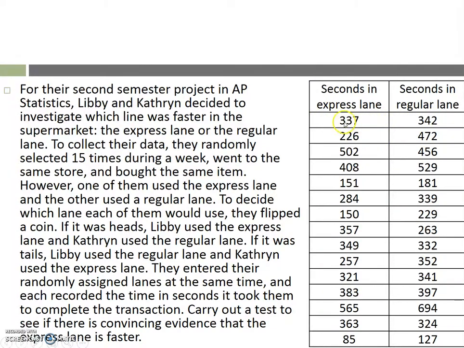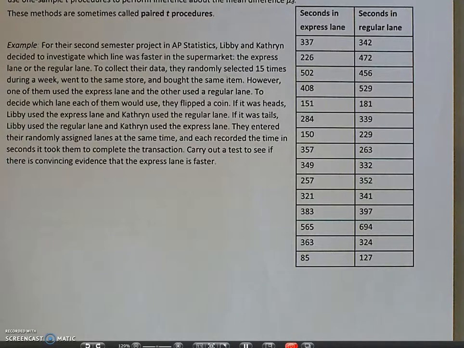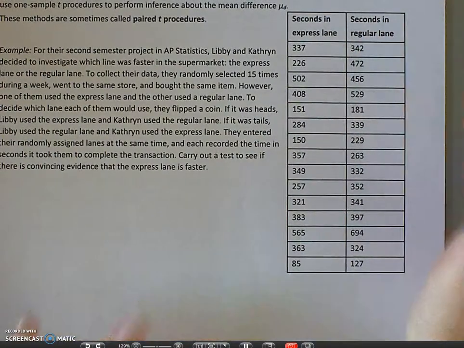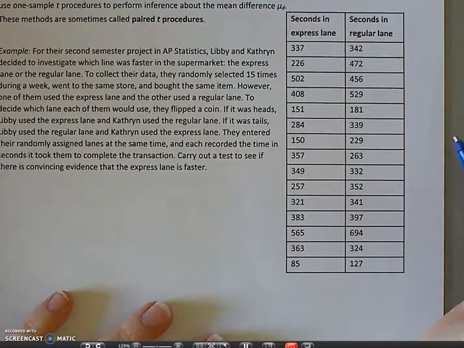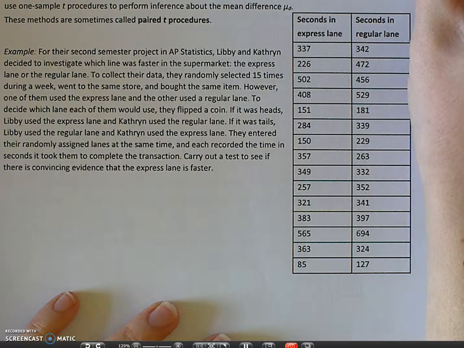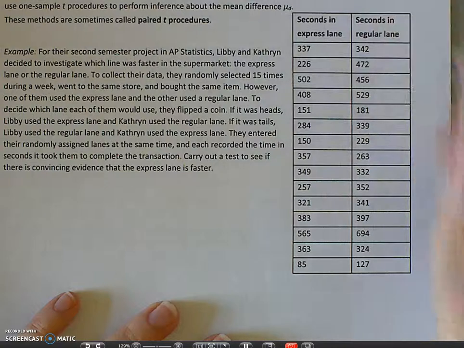So for this first line, it took the one girl 337 seconds to get through the express lane. It took the other girl 342 seconds to get through the regular lane. We're going to be looking at the difference between the two lanes. So before we get to our four-step process, we are going to find the differences here. Now, it's up to you if you do the express lane minus the regular or the regular minus the express lane. You just have to be very specific about how you're doing it so that when you write your hypotheses in a little bit, it'll make sense. I'm going to do the difference of the regular minus the express.